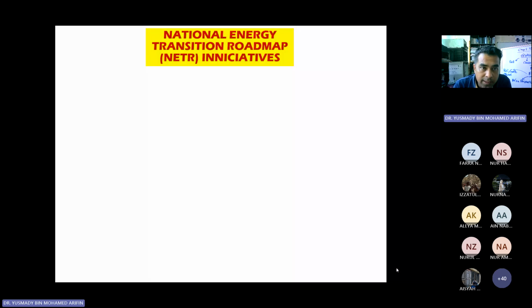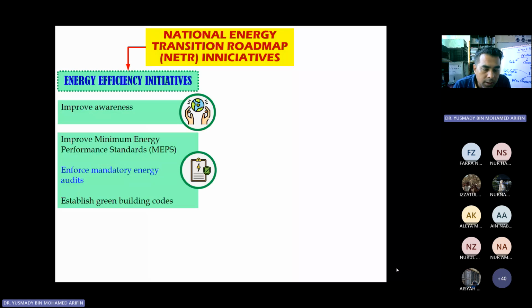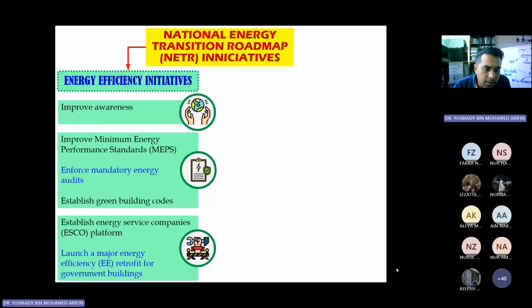So initiatives of NETR. Based on energy efficiency initiatives: improve awareness. Number 2, improve minimum energy performance standard, MEPS. Nanti ada satu section explain about the MEPS. Enforce mandatory energy audit and establish green building codes. So ini later on saya explain. Establish energy service company ESCO platform. Launch a major energy efficiency EE retrofit for government buildings.